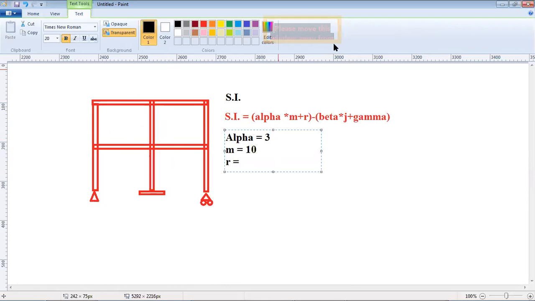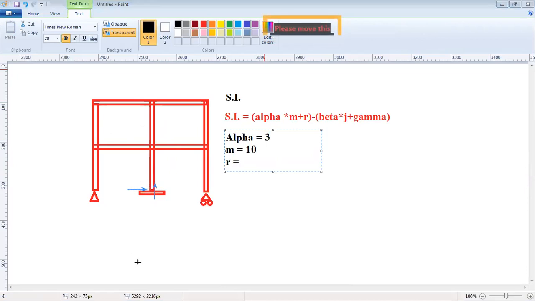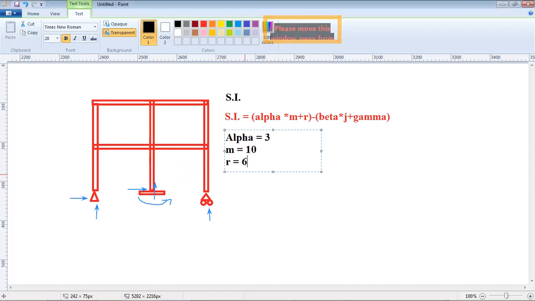The number of reactions for this frame: at this location you have 1, 2. Third one is the moment here, and at this one you have 1, 2. There is one more, which is the moment here. So in total you have 6 reactions.